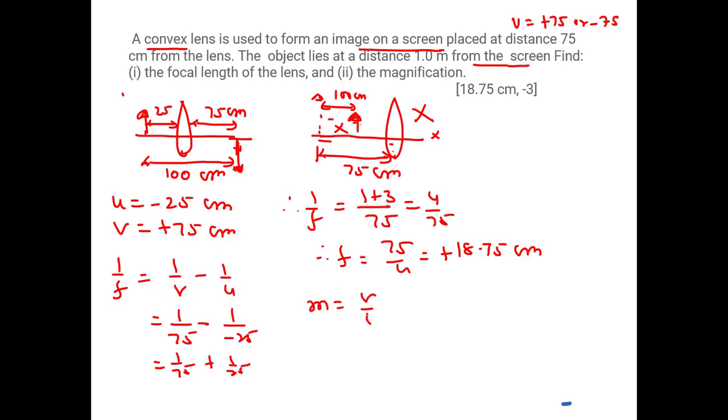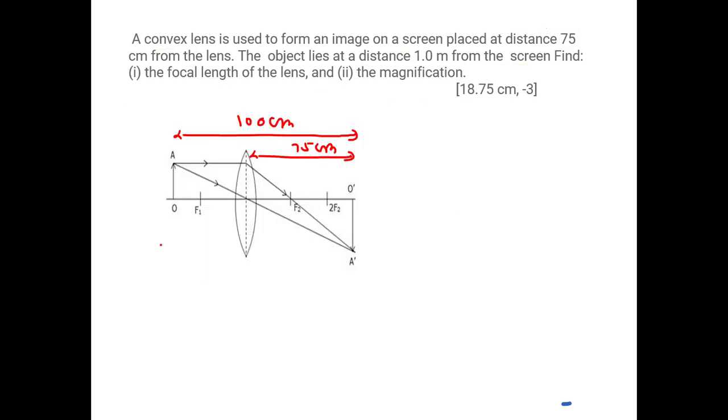Magnification we know is v upon u. v is plus 75, u is minus 25. That will give me minus 3. That means now I can say with confidence that this magnification is negative 3. Negative means it's an inverted image. It is 3, greater than 1. That means this image is larger than the object. It's 3 times larger than the object. If this distance is h, this will be 3h.